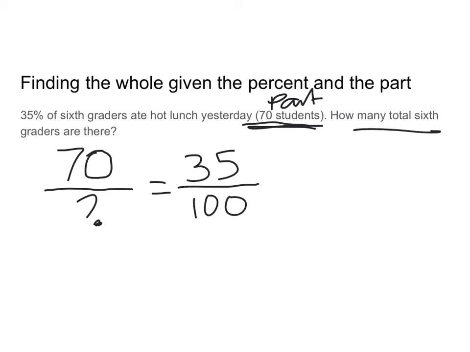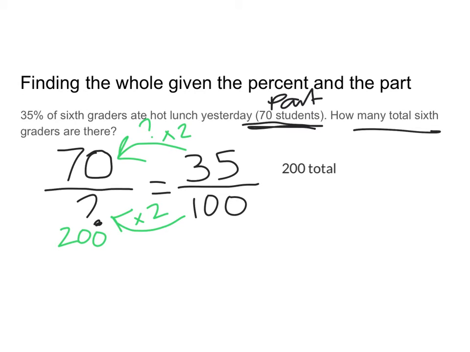Now, looking at this ratio, we can see that we are going to need to scale between our two. So we're asking how many times does 35 go into 70? Well, that's times 2. So then we would need to double down below, which would give us 200. So we can say that there are 200 total sixth graders. Once again, the really important thing here is to make sure you know whether you're dealing with the part or the whole, which is all about close reading.